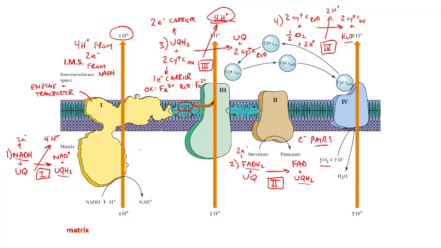All right, the whole point of this now is to generate this proton gradient. And that's what we now have. In the matrix of the mitochondrion, which is at the bottom of the slide, we have a relatively high pH. We have a pH that's roughly 7. And in the intermembrane space at the top, because we've been pumping all these protons into it, we have a lower pH. We have a pH of about 6.